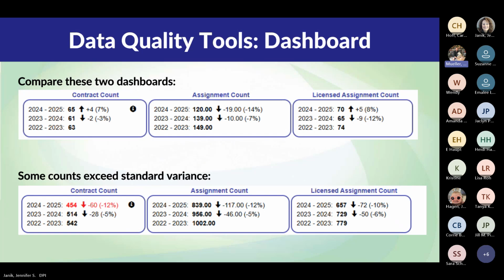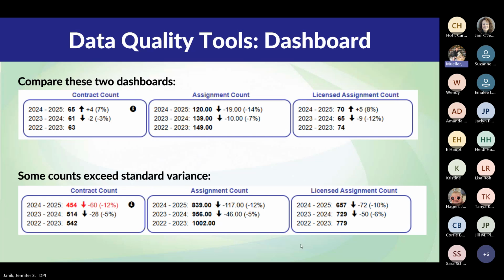If you see a count that's in red, it indicates that the variance from last year to this year exceeds what DPI considers the standard. Numbers that are in red are not necessarily errors. You could very well have a large increase or reduction in staff year to year. We call those variances out in red to bring them to your attention so that you can review them in more detail to make sure this year's contract and assignment counts are accurate. If the numbers prove to be correct, there's nothing you need to do. Having numbers in red will not prevent you from certifying your data.